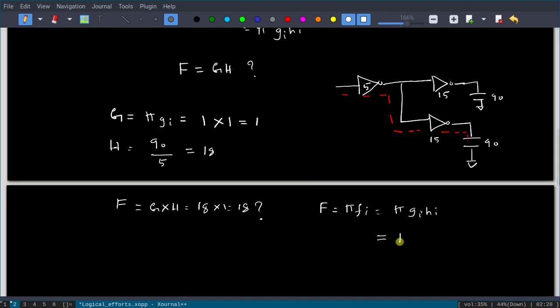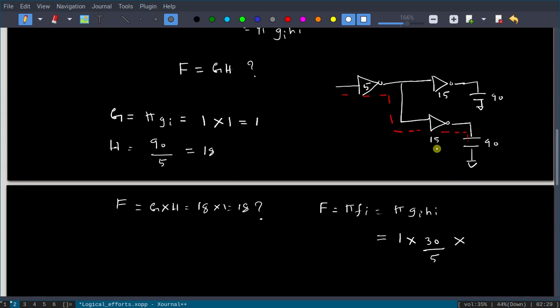G1 we know that is 1. H1 means its output capacitance divided by input capacitance of the first stage. So for the output capacitance, we have one inverter here, another inverter, we have two branches. So the total capacitance at the output node will be 15 from this, 15 from this, total it is 30, divided by input. Input is 5. This is G1H1.